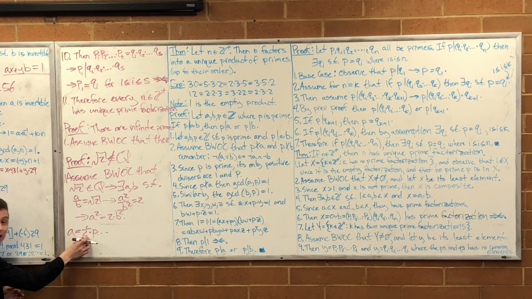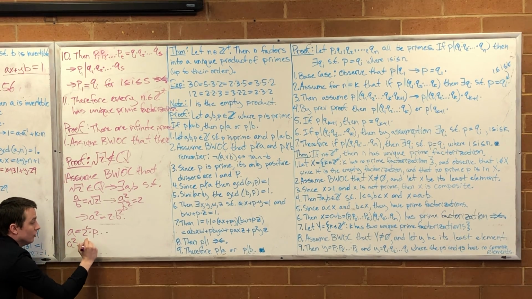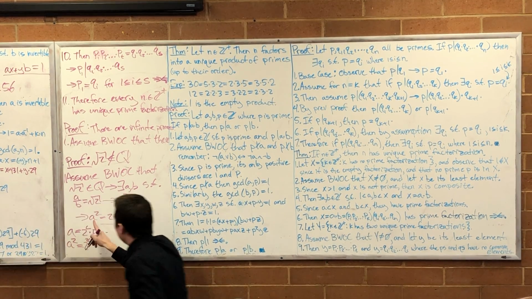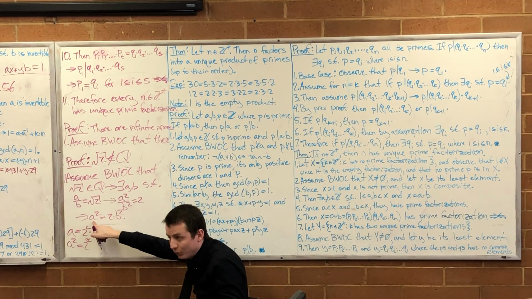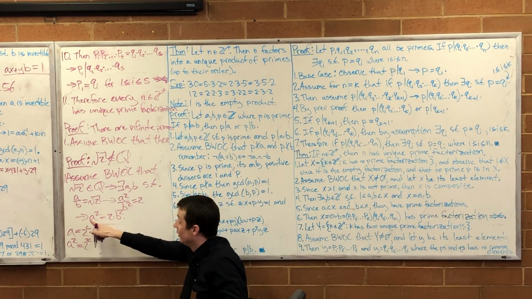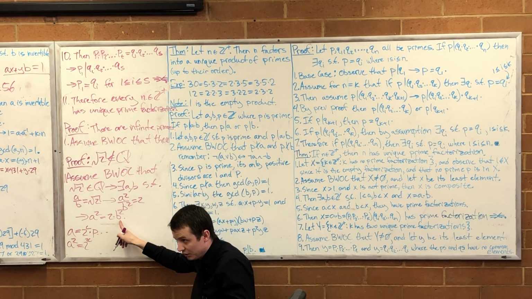So 2 either shows up 0 times, or 1 time, or 2 times, or 3 times, or 4 times in a's prime factorization. So in a squared, it's going to show up how many times? 2c times. So 2 shows up in a squared's prime factorization an even number of times. Possibly 0, 0 is still even. Make sense? Yeah. And 2 shows up in b squared's prime factorization an even number of times.